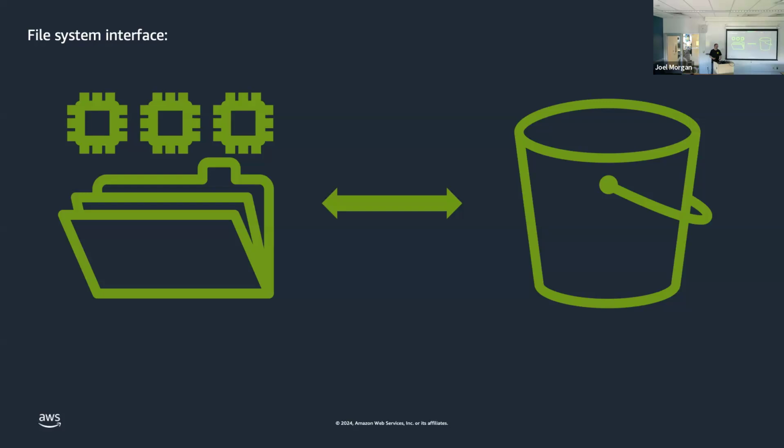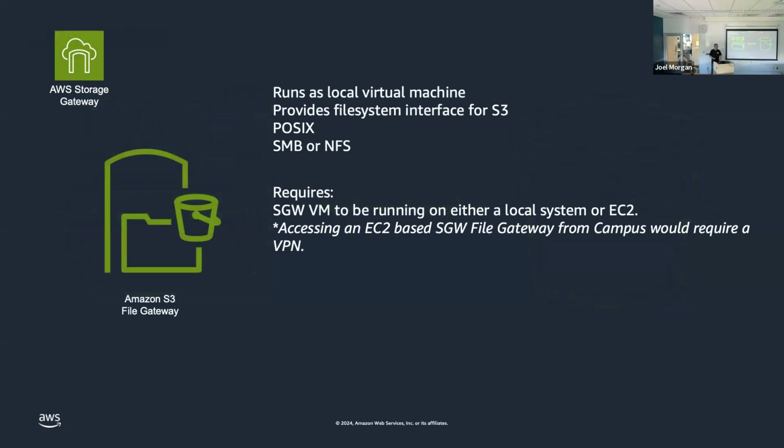You can do that with S3 in a number of ways. So first off, we're going to talk about Amazon S3 File Gateway. Now, File Gateway, like it says there, is a virtual machine that you run locally. Let's go with locally first. I'll talk about EC2 based in a second. That presents a file system interface to your S3 bucket. So on the back end, all the data is stored in S3, but there's a virtual machine.